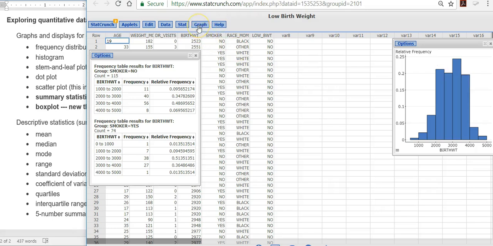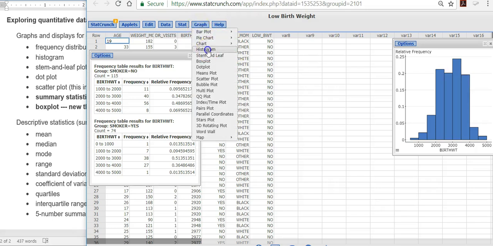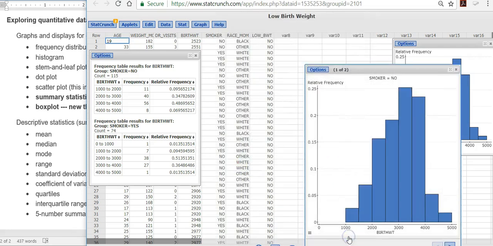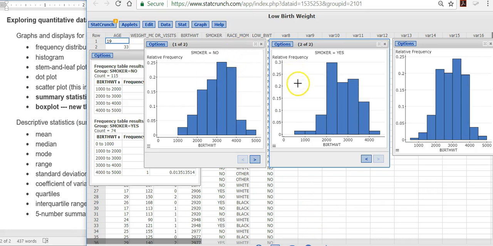So now I'm going to create the histograms for the two different groups. I'm going to do this twice so that I can see them both side by side, but I want to have them set up the same way. For both of them, I'm going to do the relative frequencies, and both of them I'm going to tell StatCrunch to start the classes at weight 0. That way they'll both look similar. Now I have my two histograms.